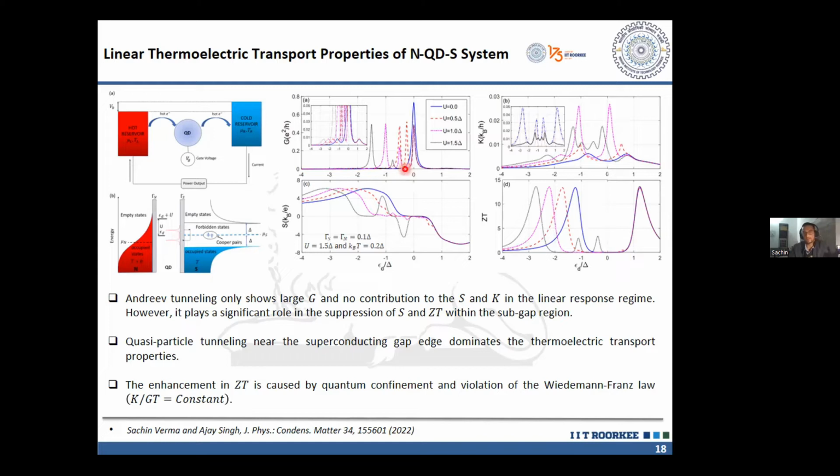The thermopower or the figure of merit cancels out. When we zoom along the y-axis, one can see small peaks which correspond to the quasi-particles outside the superconducting energy gap. It is seen that these quasi-particle states, due to the diverging density of states, create a large figure of merit or thermopower compared to the NQDN device. So quasi-particle tunneling near the superconducting gap dominates the thermal transport properties, and as I told previously, the enhancement of the figure of merit is due to the quantum confinement effect or violation of the Wiedemann-Franz law.